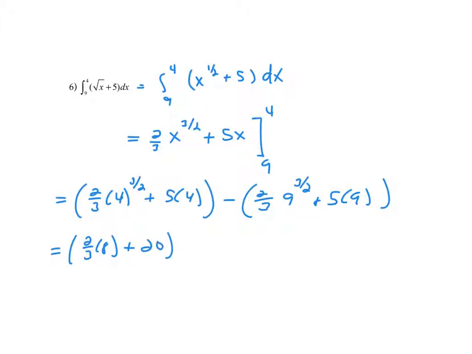We're going to subtract from that what we get by taking 2/3 times 9 to the 3/2. So 9 to the 3/2 is going to give us, square root of 9 is 3, to the third is 27. So 2/3 times 27. We'll simplify that in a second. And then on the end, 5 times 9 is 45.